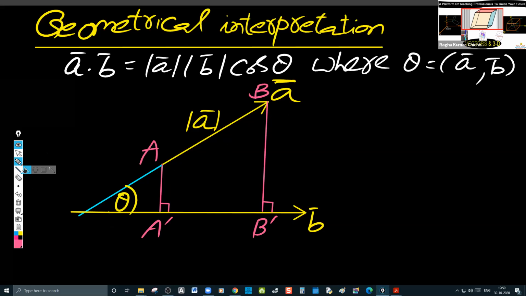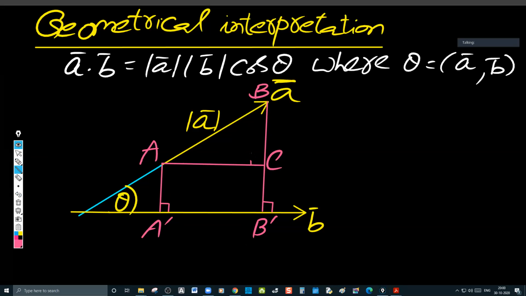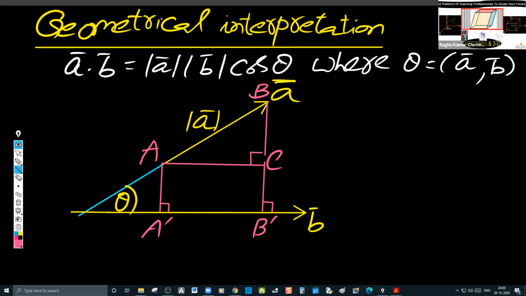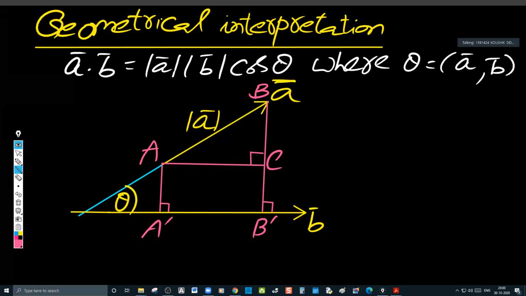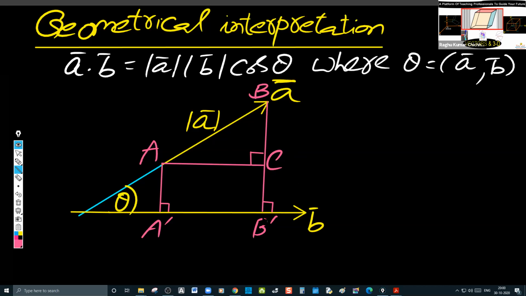Now, I want to draw a line which is equivalent to A dash, B dash and parallel to it. That's what I'm doing here now. This is equal in length to A dash, B dash, and let me name this as some C. Now understand that this AC is very much equal to A dash, B dash. Do you accept this or not? Kaushik and Praneeth, AC and A dash, B dash are equal or not? Yes, sir. Equal, sir.